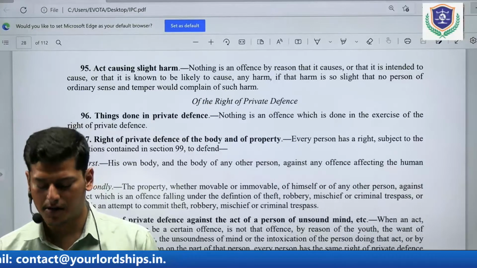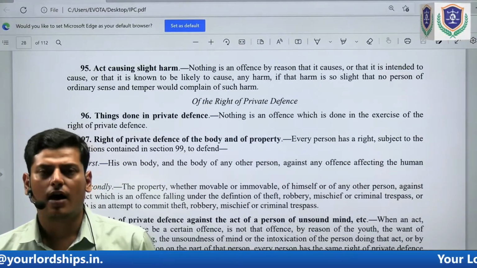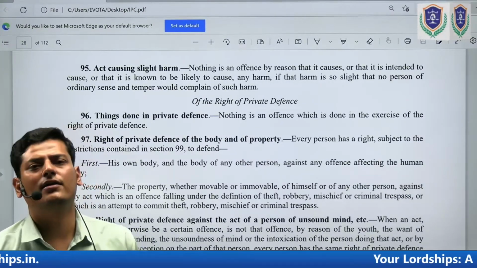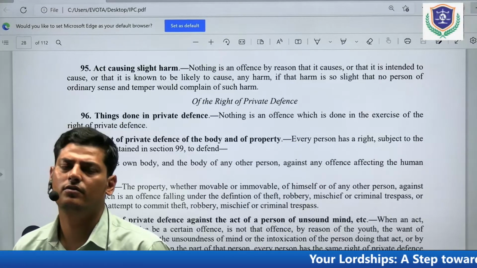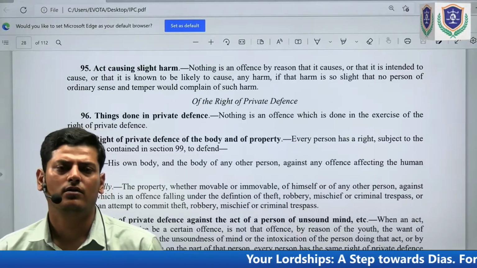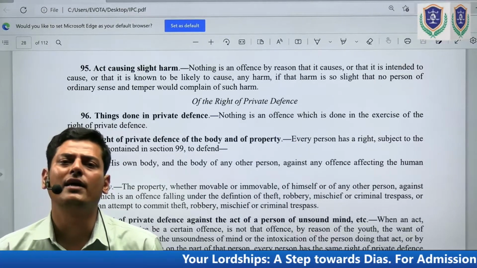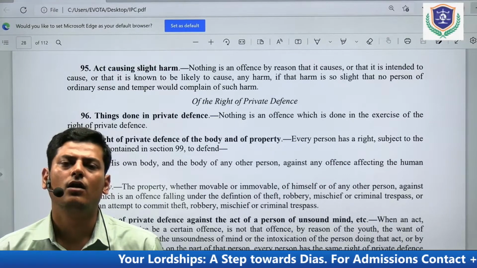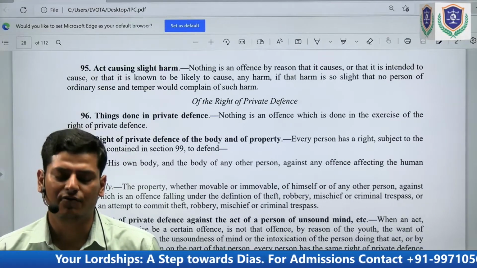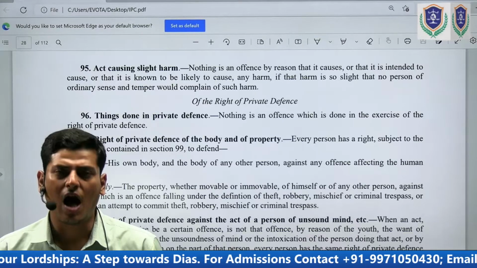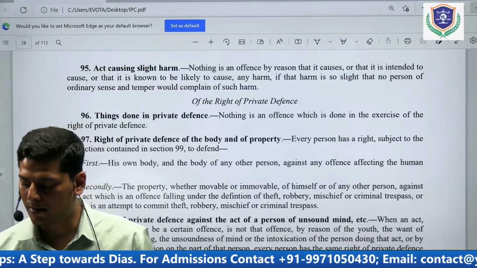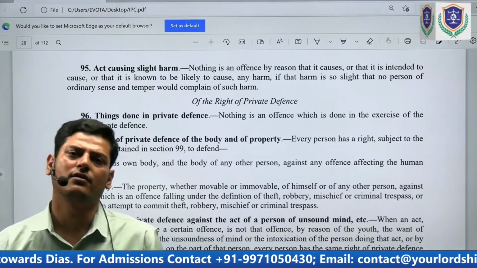Act causing slight harm. Act causing slight harm क्या है? Trivial act, section 95. De minimis non curat lex. लॉ डज नॉट टेक अकाउंट ऑफ द ट्राइफल्स. आपके दोस्त ने आपको एक थप्पड़ मार दिया, आप उसके ऊपर हर्ट का केस नहीं कर सकते हो.